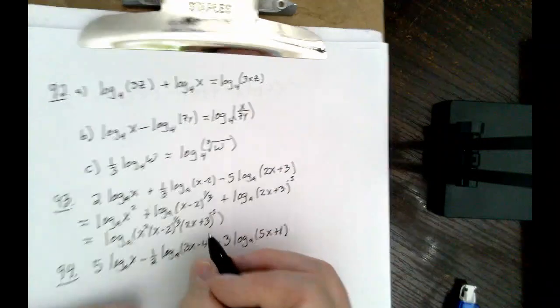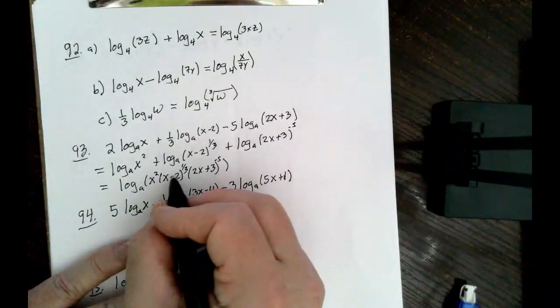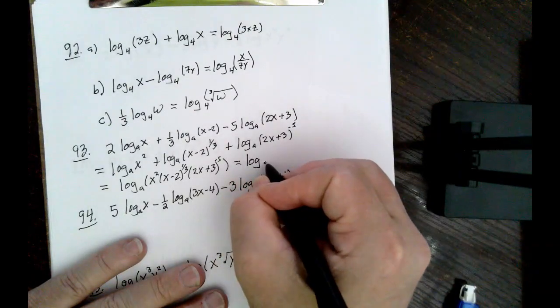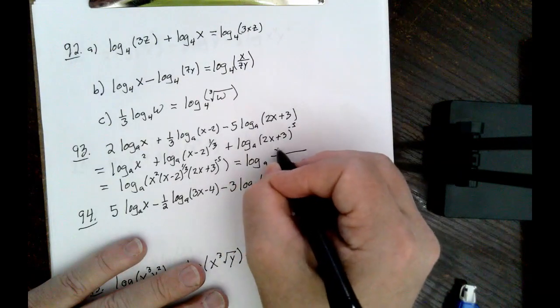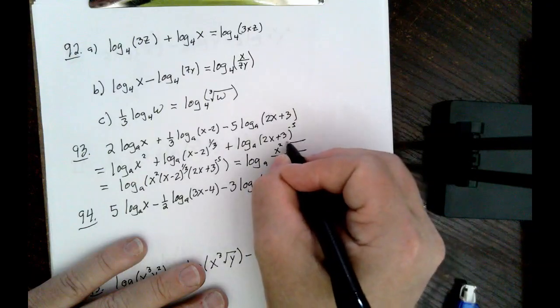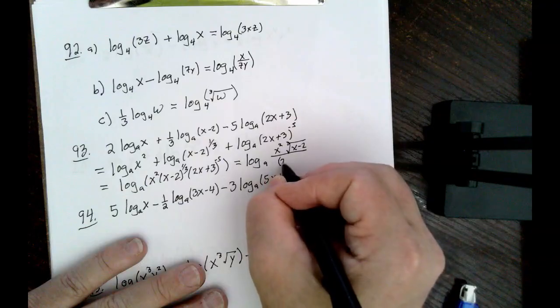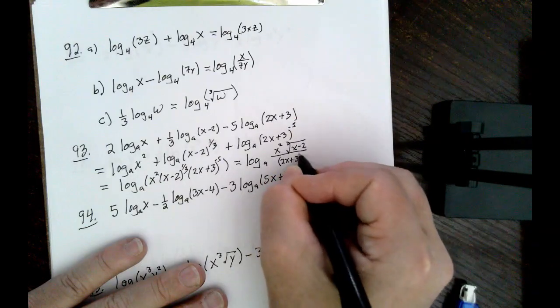And you can cross the fraction bar with that negative 5, and you can change the 1/3 to a cube root. So you might want to write that as log base a of x squared cube root of x minus 2. And down below you get 2x plus 3 all to the 5th power.